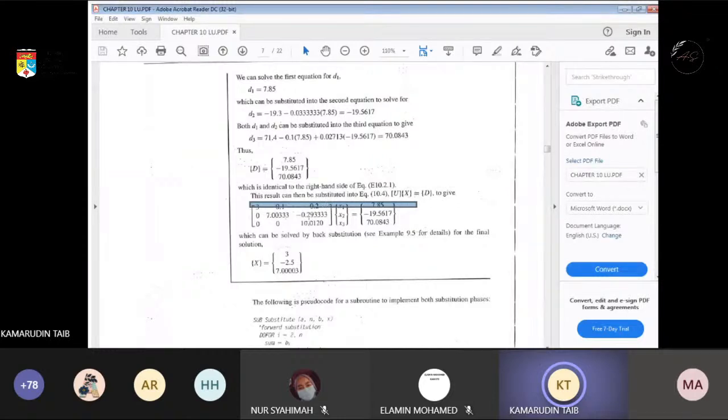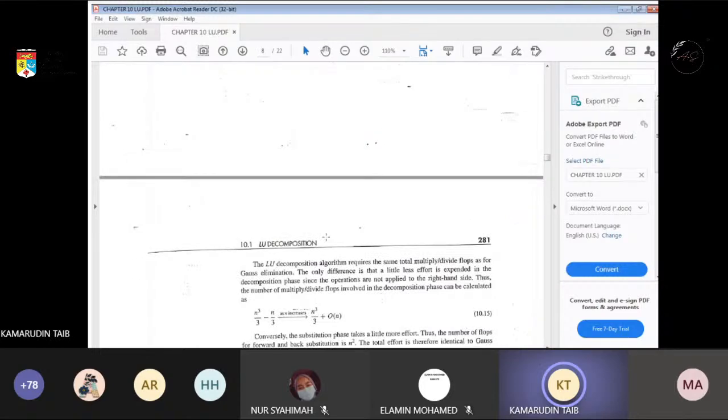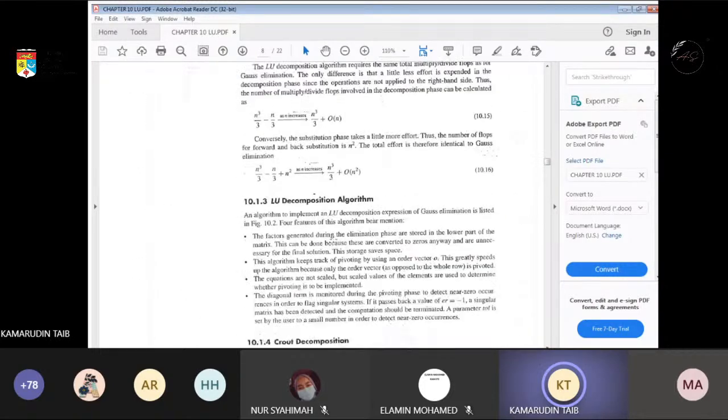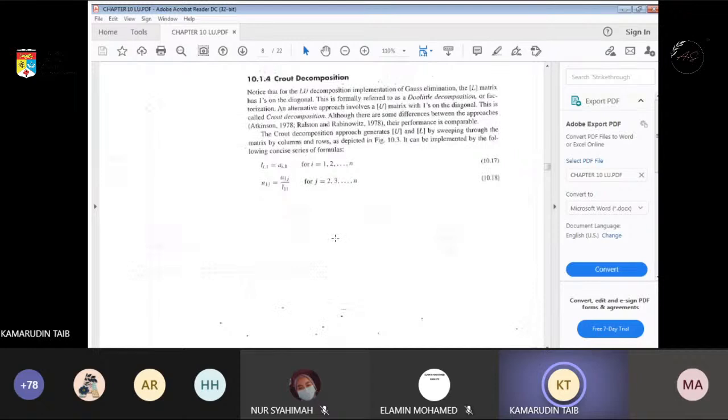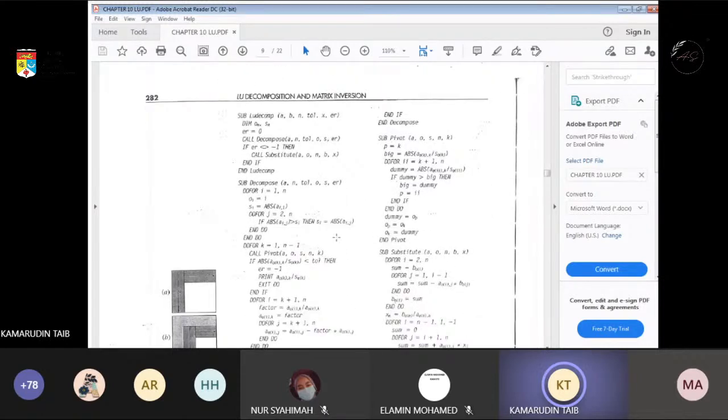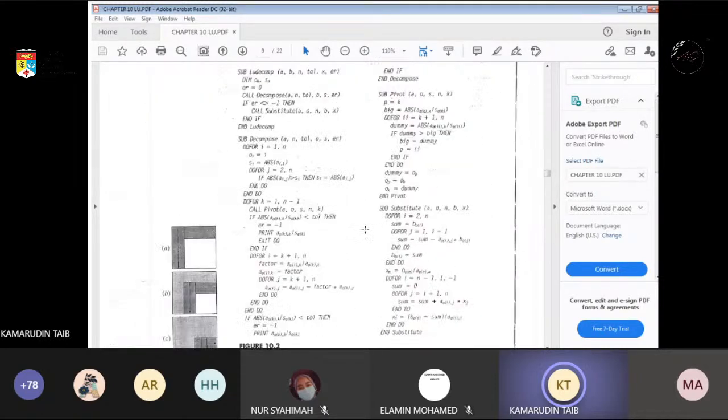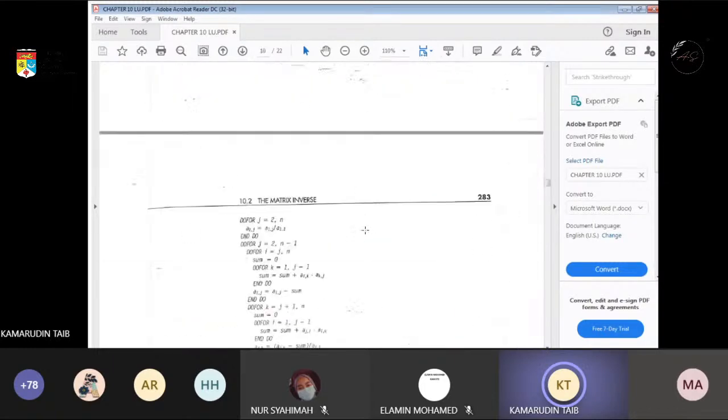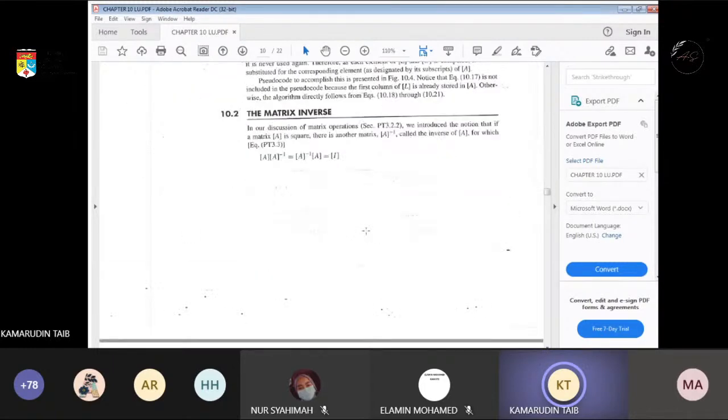Forward means we start from the top going down, forward substitution. Understand? Okay, in terms of algorithm, this is the computer step involved in the LU decomposition technique. Okay, we can apply the matrix LU decomposition to find the inverse of a matrix.